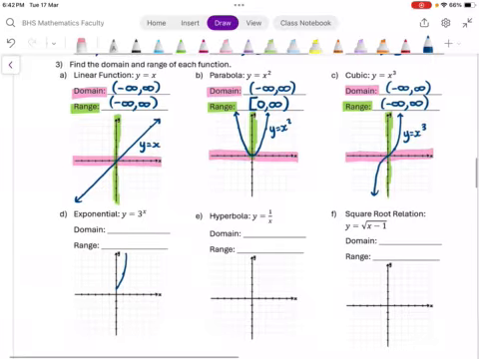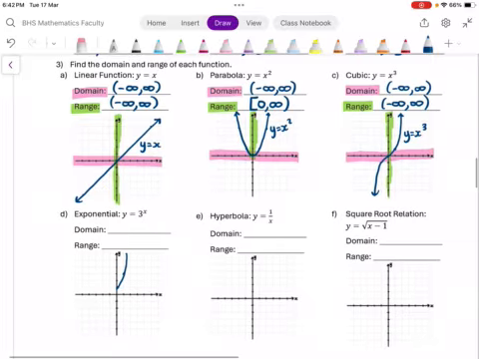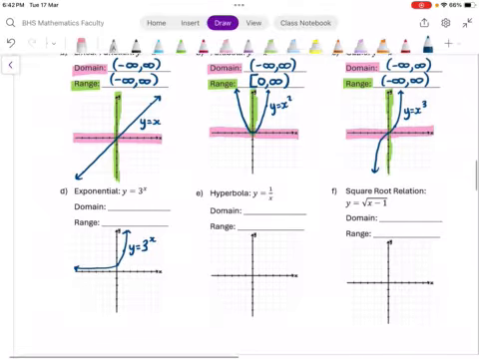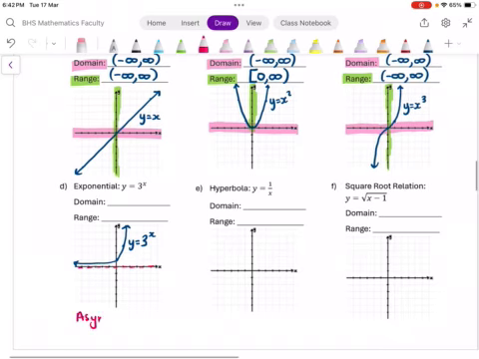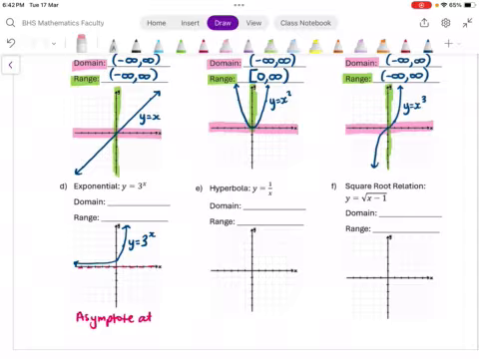So it's never going to go below our x-axis with an exponential function. So this is our function y equals 3 to the power of x. What we have here is an asymptote at y equals 0, on our x-axis.